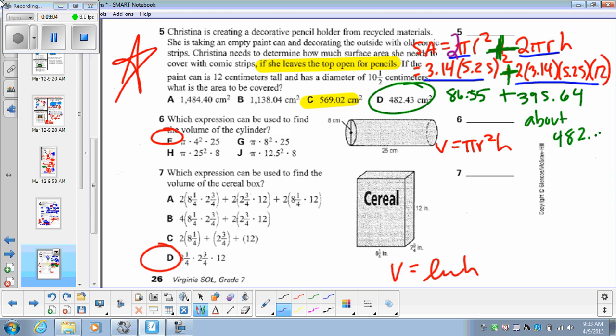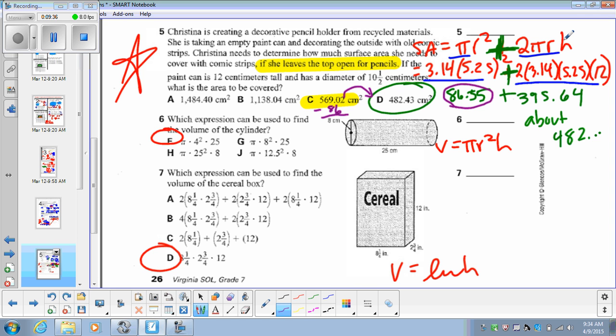So we are not going to include that 2, which means if you picked C, your answer is too big by one of these circles. If you subtract about 86 from your answer, meaning you subtract that top part you might have included, you'll get D. The way you can use the formula to get D is that pi r squared covers the circular bottom, and then this 2 pi r h covers the rest of the cylinder, the curvy part.